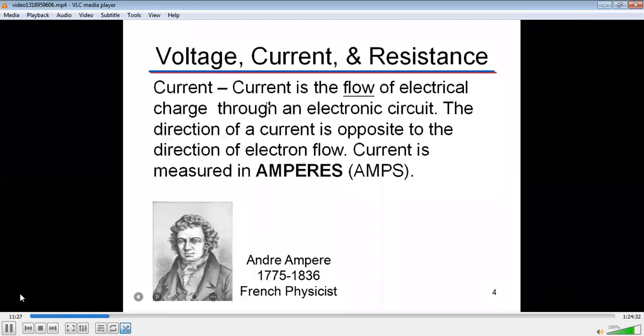Now we have to use another three terms: voltage, current, and resistance. These three are connected with each other. Current is the flow of electron charge through an electronic circuit. The direction of a current is opposite to the direction of electron flow. We already know, current is measured in ampere. Historical notes: Henri Ampere, lifetime 1775 to 1836, a French physicist. He is a famous physicist of France. According to his name, we denote the unit of electric current, that is ampere.